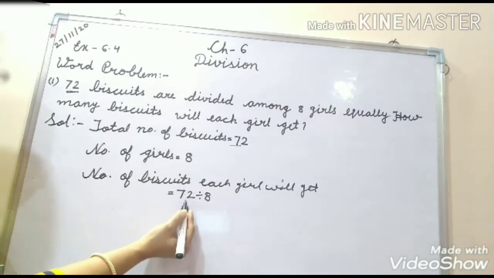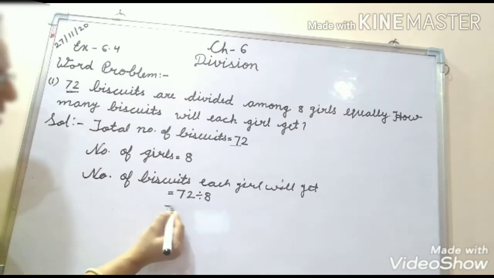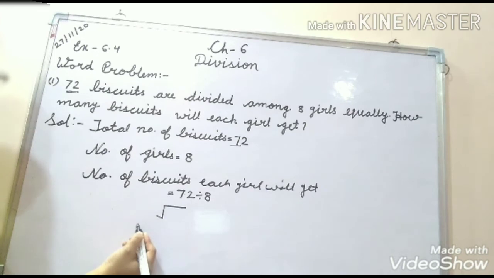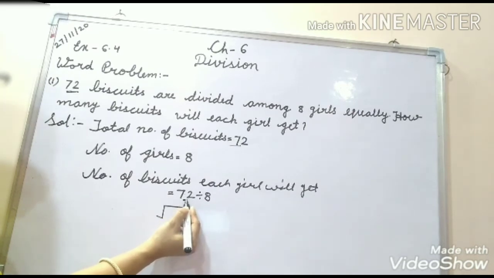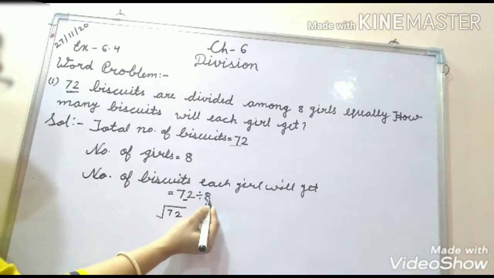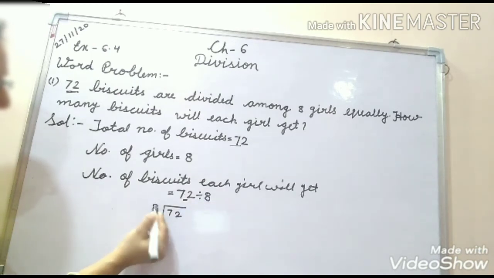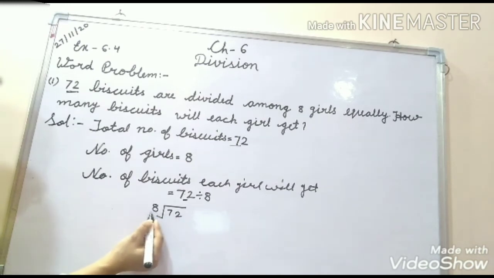Okay children, now after that we will divide 72 by 8. How will we divide? First we make a box like structure. 72 is the dividend and 8 is the divisor. We will write 72, the bigger number, that is the dividend, inside the box and the divisor 8 outside. You always write the bigger number inside and the smaller number outside.